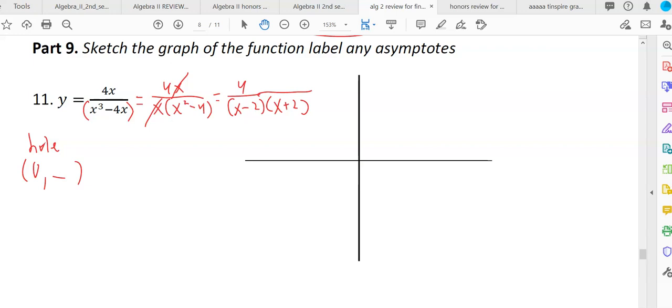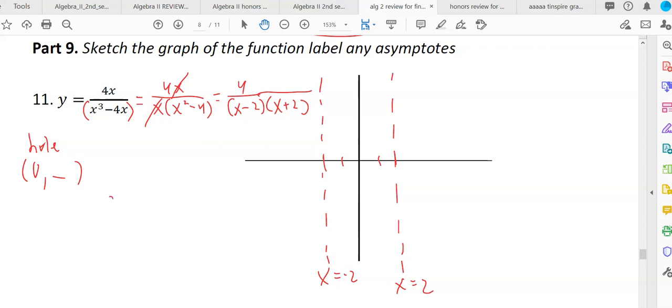So we got, let's see, x equals -2, x equals 2. I've got a hole at 0. It's going to come into play in a minute. Let's find the intercepts here. So to find the y-intercept, plug in x equals 0. You would get 0 over 0, which is undefined, so there is no y-intercept.